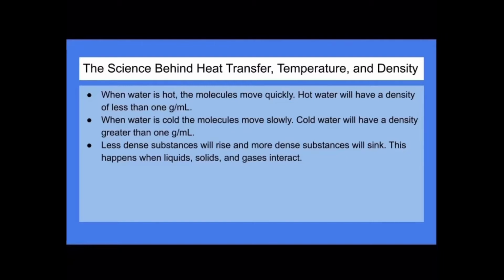When substances have different densities, they will settle and move within a container based on their relative densities. Less dense substances will rise and more dense ones will sink. This happens when liquids, solids, and gases interact. Eventually, the water in both bottles will mix together to reach thermal equilibrium. And you will see this when we now perform the experiment.